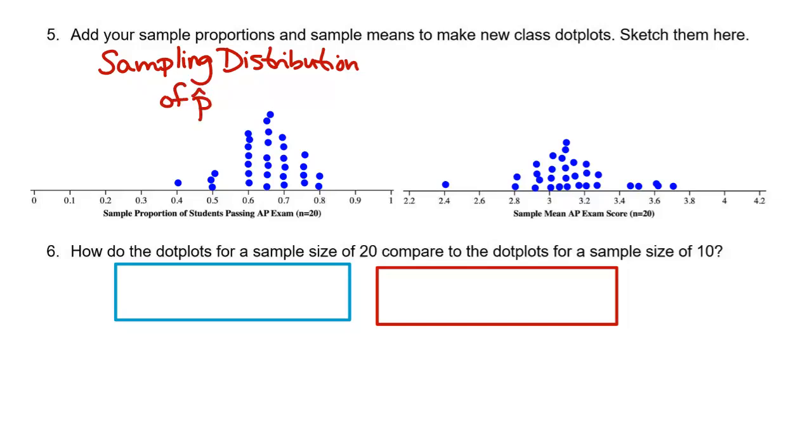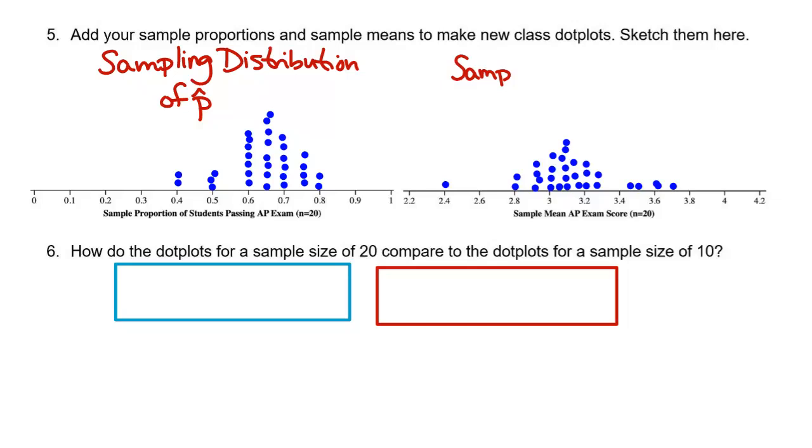Please get these copied into your notes. Sampling distribution of p hat. And again, it doesn't need to be exact, right? It does not have to be exact. That's okay. Give me just a second. I'll get it right here.